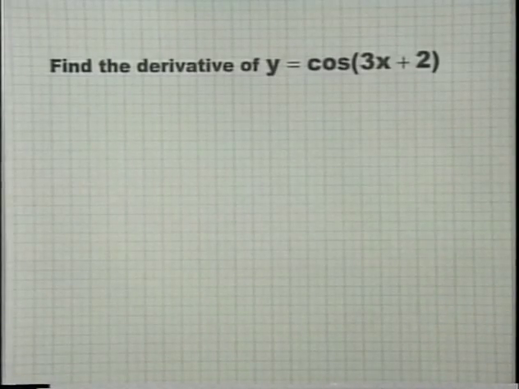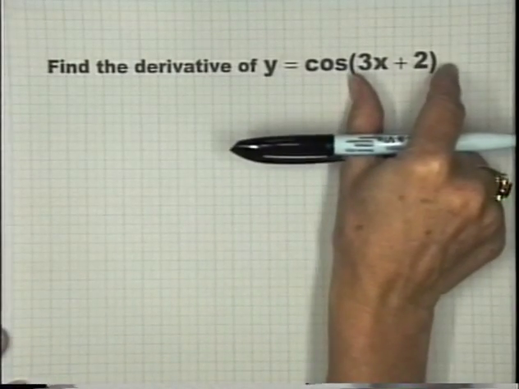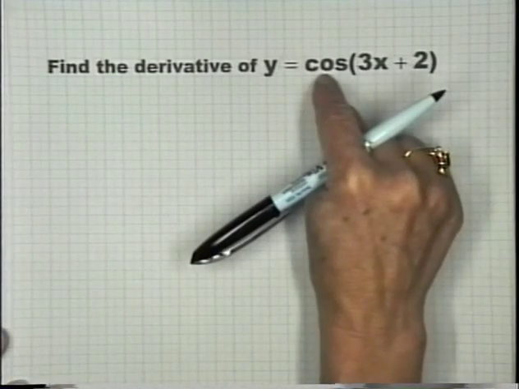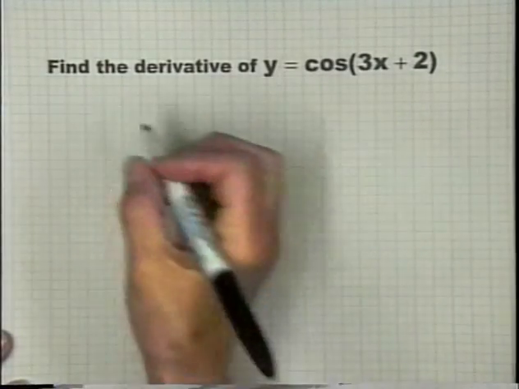Find the derivative of y equals the cosine of 3x plus 2. Notice that's in parentheses, so all of this is the argument of our cosine function. It's much more complicated, isn't it, than just an x.